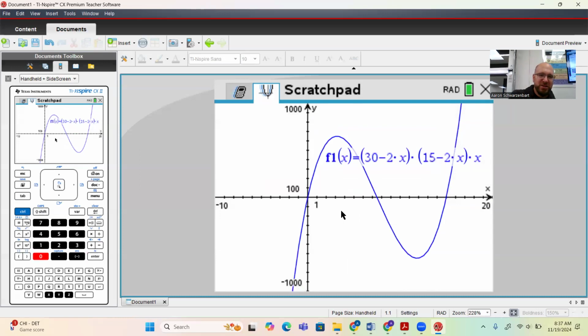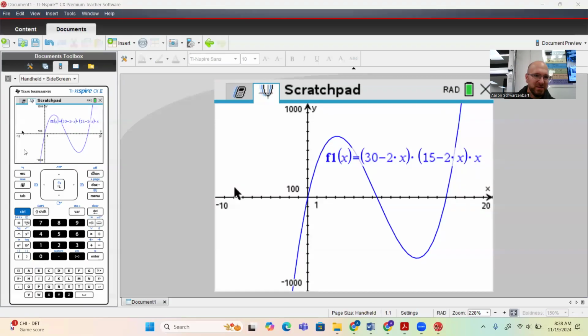Unfortunately, this whole thing is not meaningful because down here, this would be negative volume. It also corresponds to me having negative side lengths. So it is down here. So I'm going to make the window actually be meaningful by going back to my calculator.